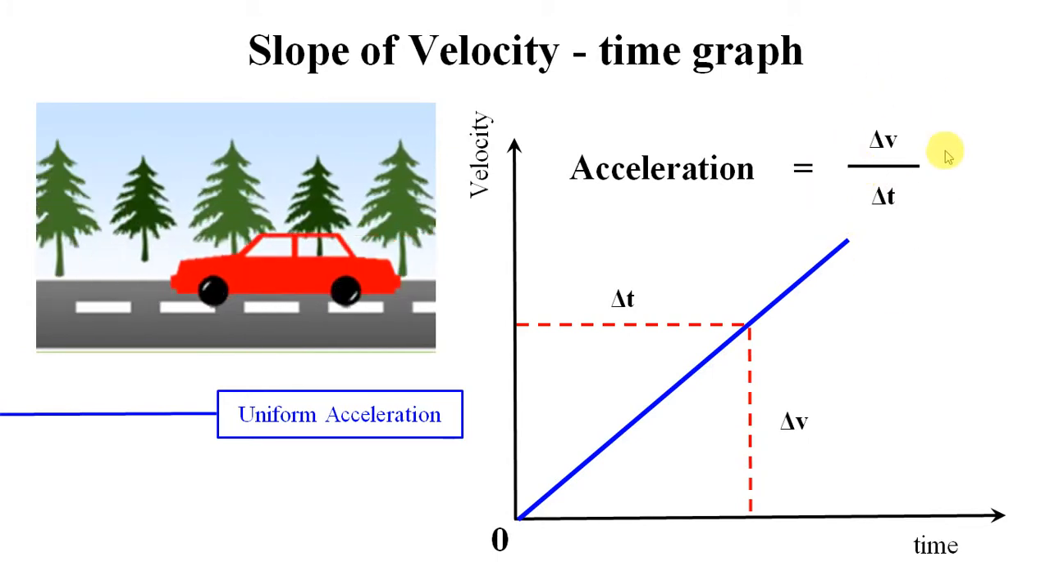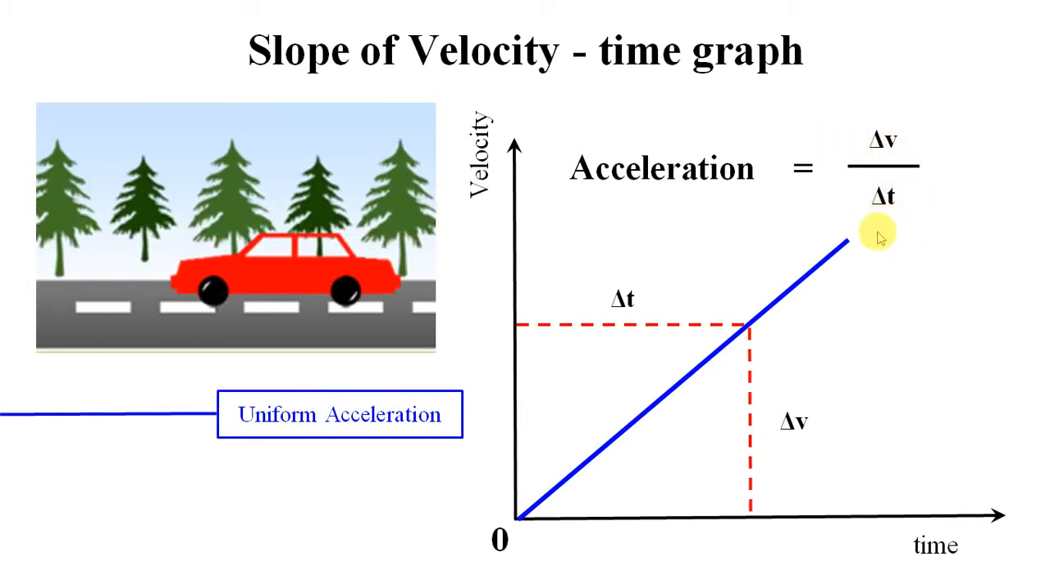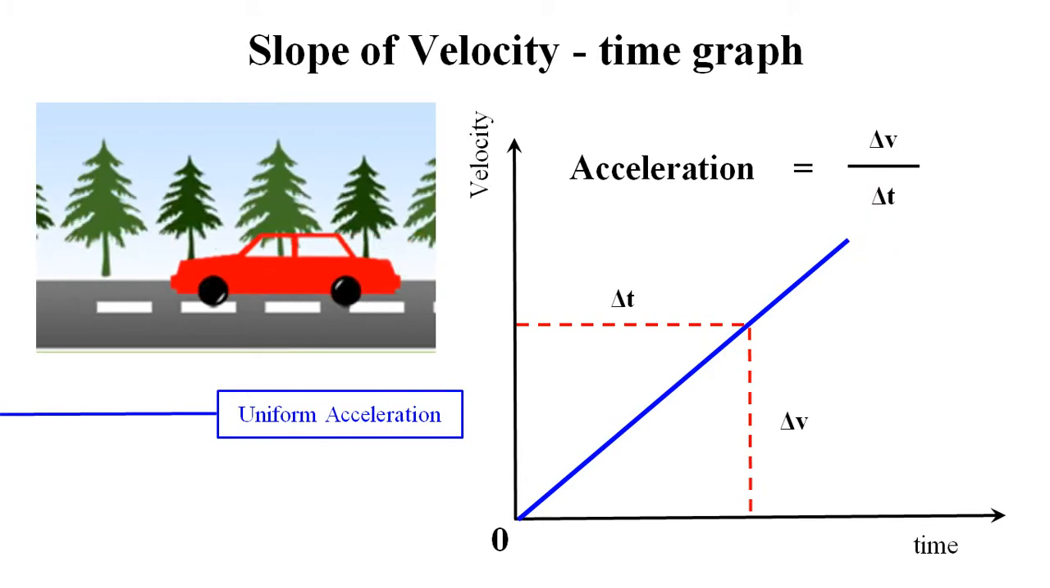So this ratio is nothing but acceleration, which is increase in velocity in a certain amount of time. Hence, the slope of velocity time graph gives acceleration.